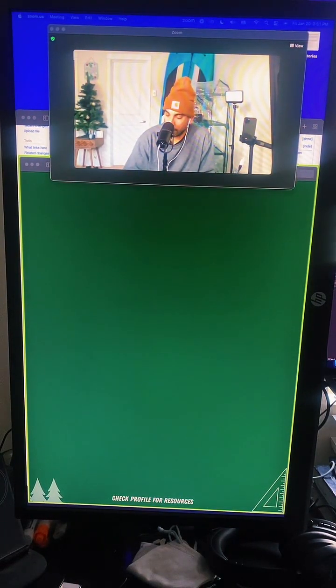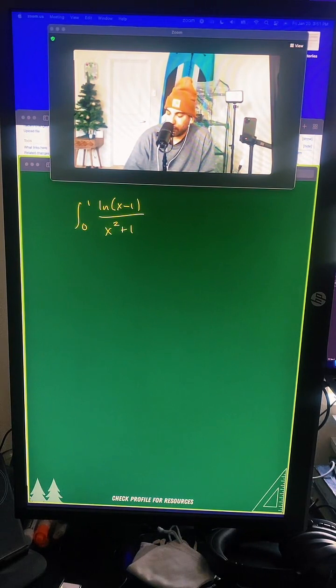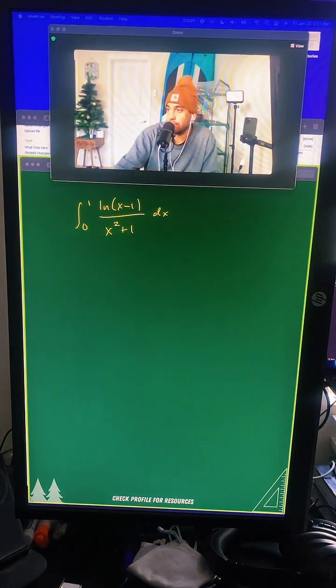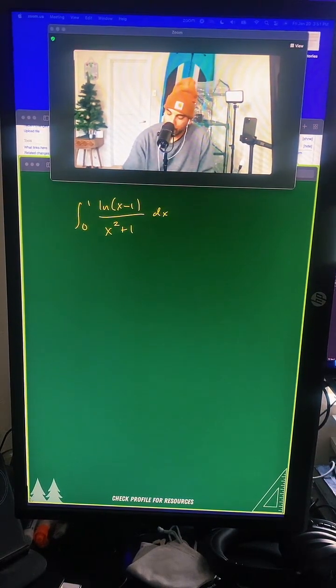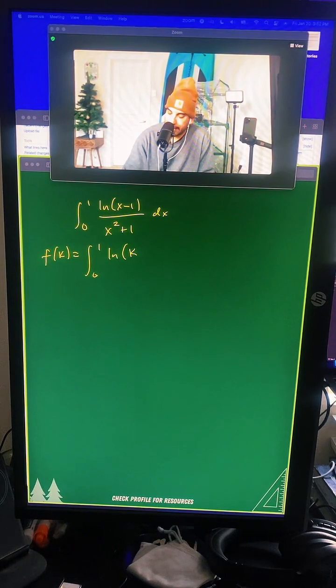So this is the integral from 0 to 1 of natural log of x minus 1 over x squared plus 1. Now, this is very similar to the very first integral I did. Please play around with it, because it was making my head hurt and annoying me. According to the hint, we make f of k equal to the integral from 0 to 1 of natural log of kx minus 1 over x squared plus 1 dx.